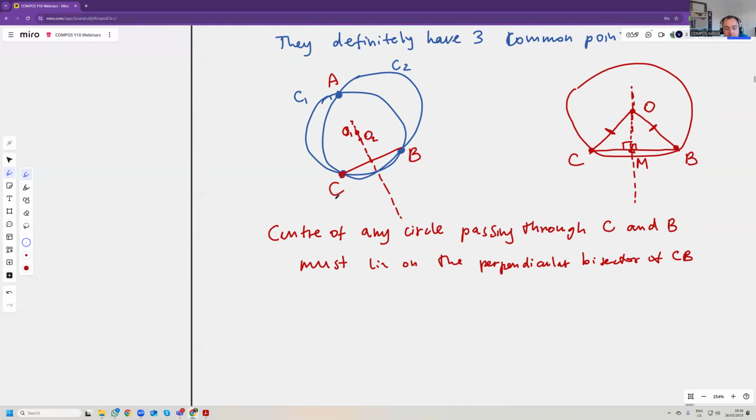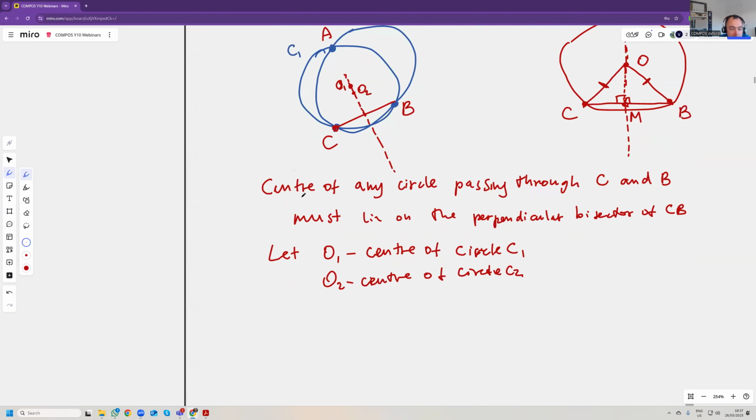But if you use a similar argument to AB, so let O1 be the center of circle C1, and O2 the center of circle C2. Then you do a similar argument for A and B.